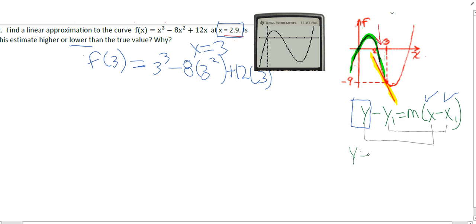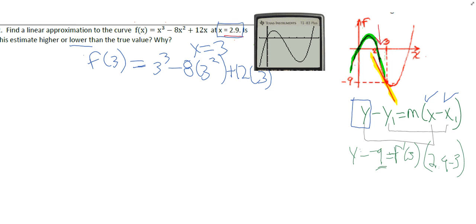We have y minus a negative 9 equals, okay, so let's take a look at what our slope is going to be. Our slope is going to be that tangent line at 3, which is our derivative. So we can write f prime of 3, and then our x value is going to be 2.9 minus our x1, which matches up with that negative 9 right there, which is 3. So cleaning this up, this becomes y plus 9 equals the derivative at 3 times 2.9 minus 3.